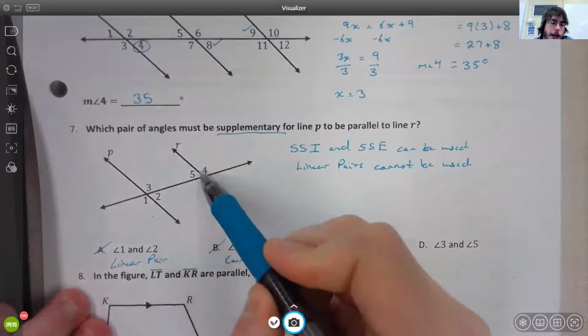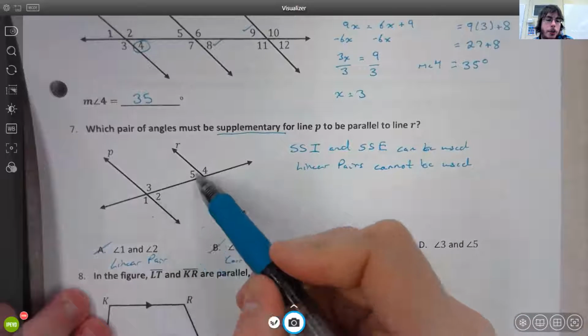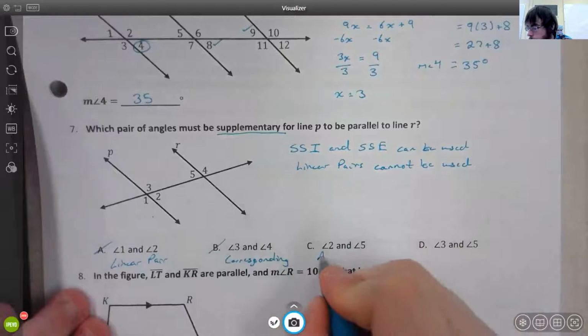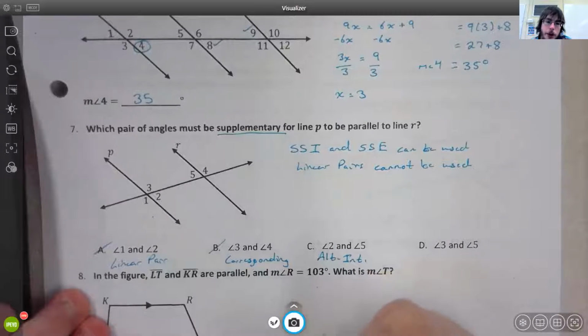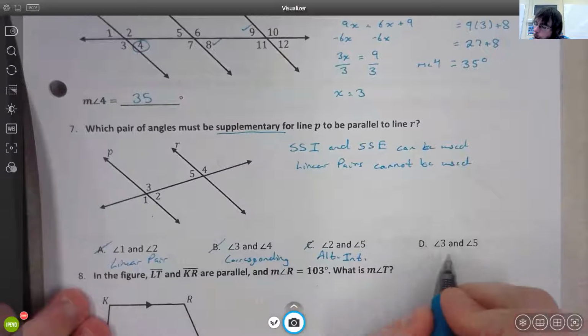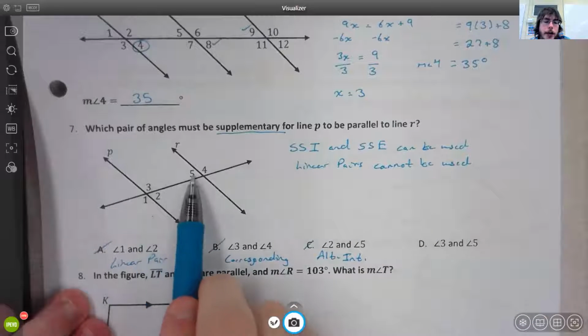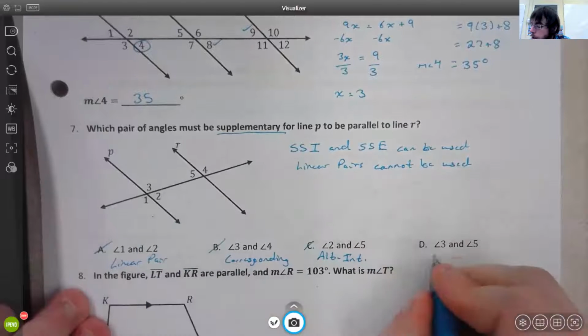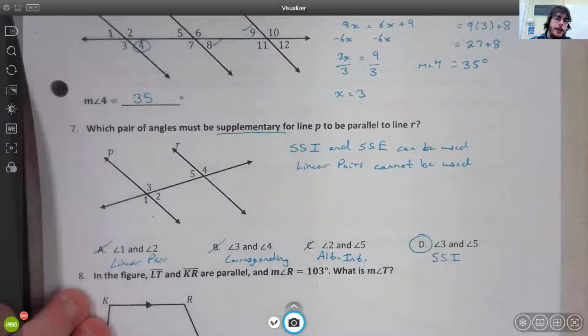Angle 2 and angle 5, we see that they're on opposite sides of the transversal and they're both in the interior. So these are alternate interior angles, but these would also be congruent if the lines were parallel. But finally, we have angle 3 and angle 5. If we look at angle 3 and angle 5, we see that they're on the same side, both in the interior. So these are same side interior angles, and D would work just fine. Okay.